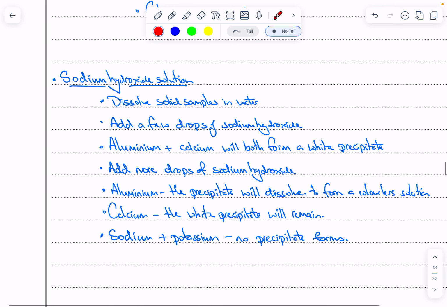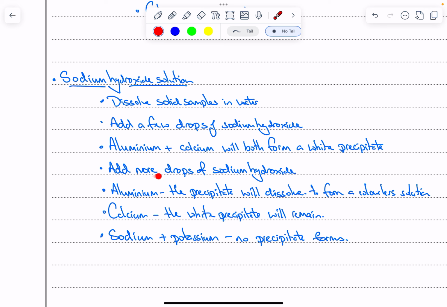Second thing we'd have to do is we would use sodium hydroxide solution. And to do this, we'd get our samples, dissolve them in water to make a solution, and then we add a few drops of sodium hydroxide to our sample. If it's aluminium and calcium ions, then both of those will form a white precipitate, so a white insoluble solid will form. Remember, that's no good because that's not unique. 2 ions making a white solid, we can't tell them apart.